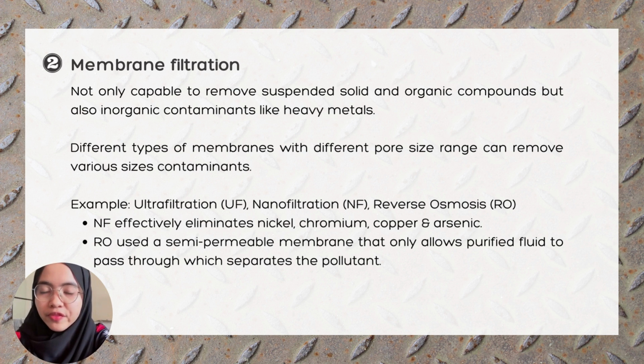Next, membrane filtration. Membrane filtration is known not only to be capable of removing organic compounds and suspended solids, but it can also remove inorganic contaminants such as heavy metals. Membrane filtration has different types of membranes with different pore size ranges, which can later remove various sizes of contaminants. For example, the types of membrane filtration that can be used to remove heavy metals are nanofiltration, reverse osmosis, and ultrafiltration. For example, nanofiltration is known to effectively eliminate nickel, cadmium, copper, and arsenic. And reverse osmosis uses a semi-permeable membrane that only allows purified fluid to pass through, which can later separate the pollutants, which are heavy metals.